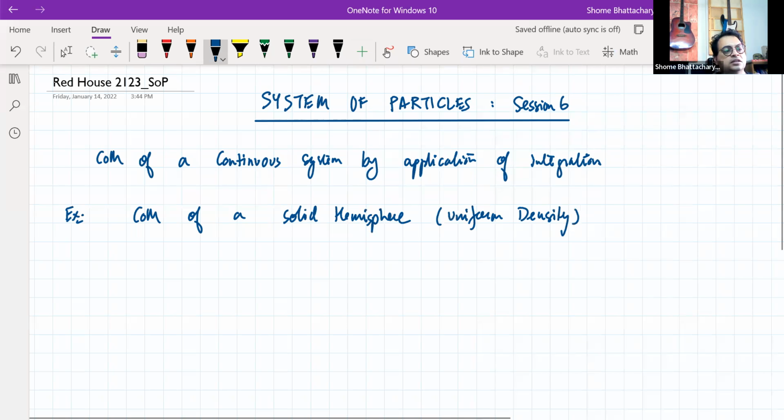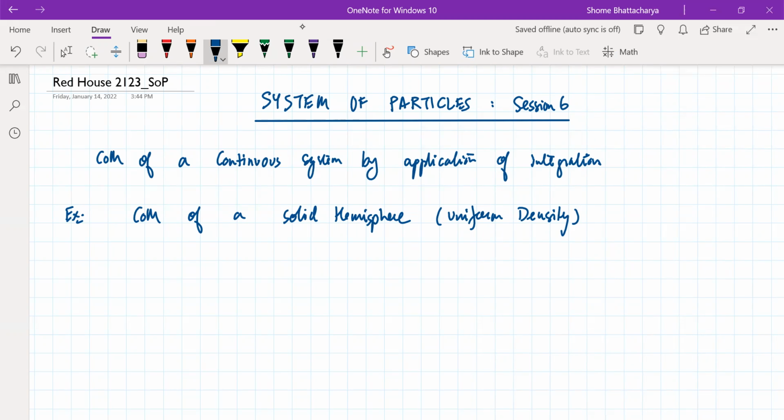So you can see that the diameter of the original sphere, which is bisected to form the hemisphere, would be the symmetry axis. So the center of mass would lie somewhere on that. Okay. So just try to figure out how we would take the differential element accordingly.